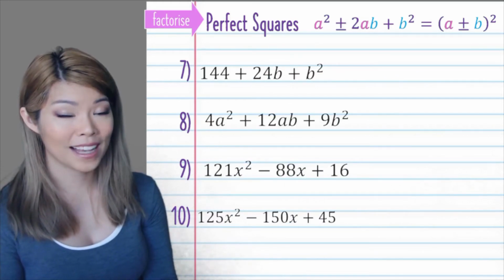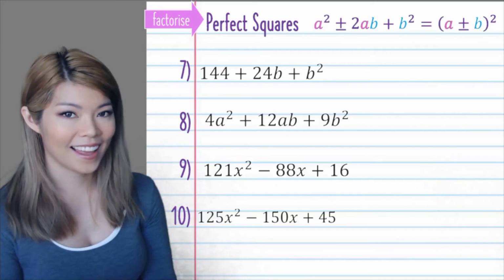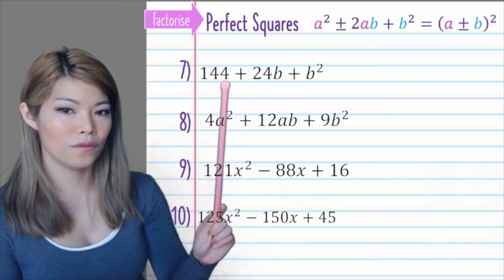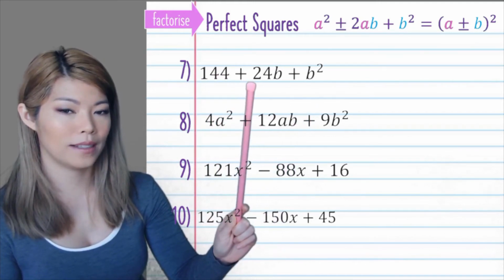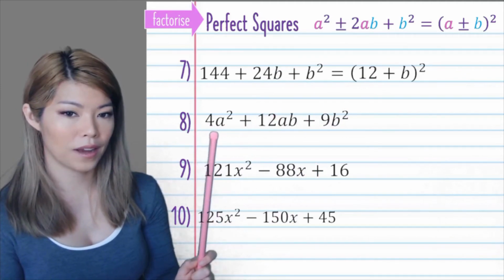Here are 4 more examples for you to try. Pause the video and unpause when you're done to check the answers. So for this one, we have 12 is the square root of that, and then b, and then 12b times 2 is 24. So we have (12 plus b) squared as a factorized form.